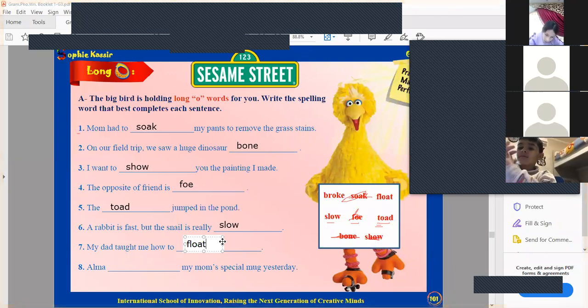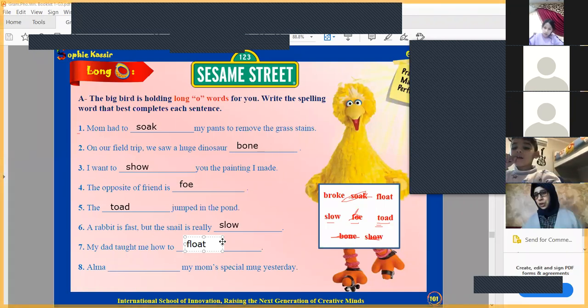Teacher, I'm seeing black things on the screen. I'm sorry, Ali. Probably a bad connection.